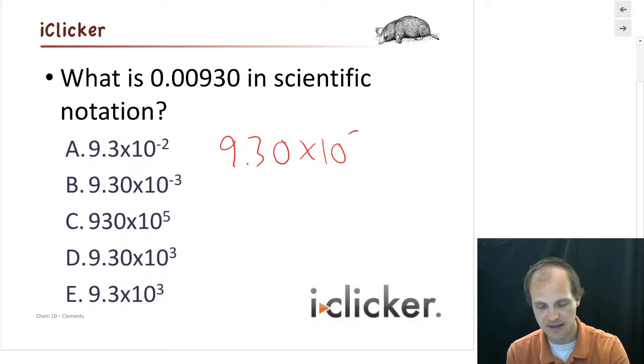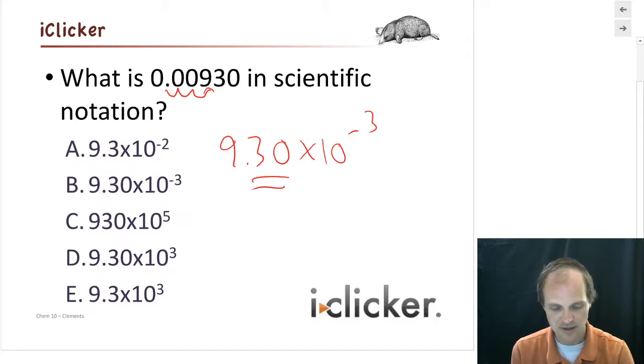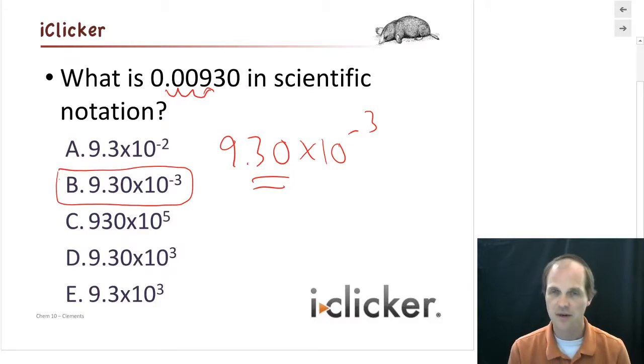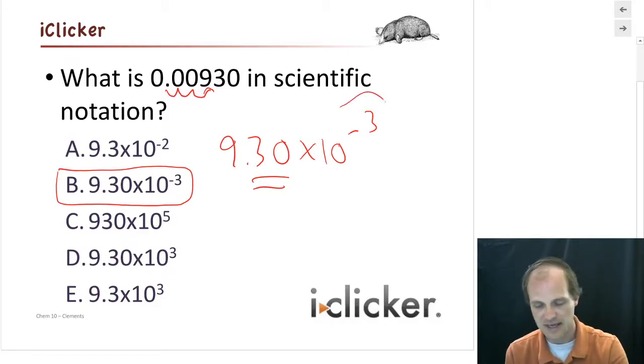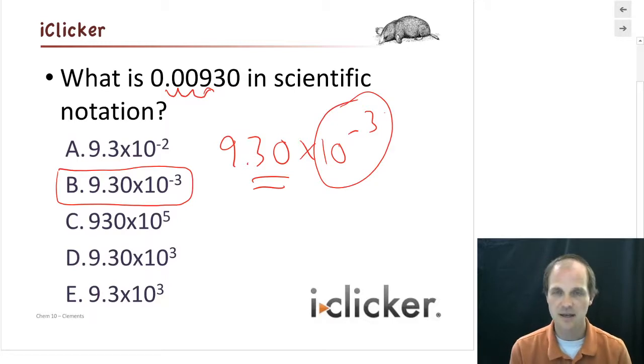9.30 times 10 to the minus 3. Don't worry too much about whether or not you got that extra zero in there. It turns out that I only gave you one option that had the correct exponent, so you're good. We're going to talk about that zero later on. But 10 to the minus 3 is what we get. Negative exponents means small numbers.